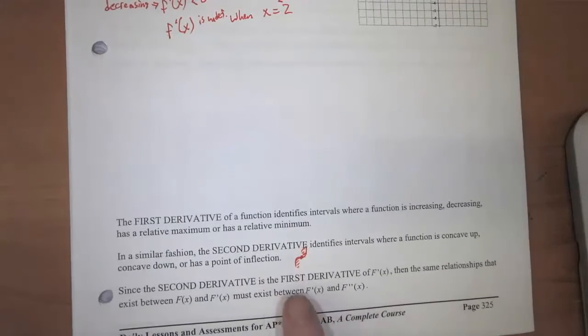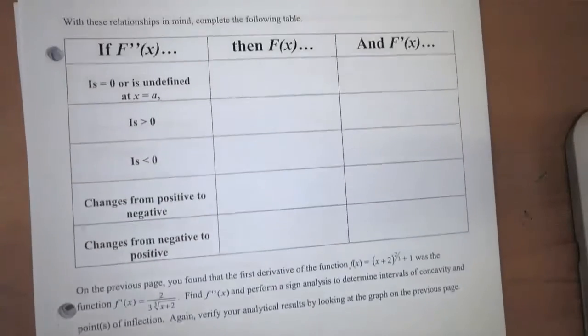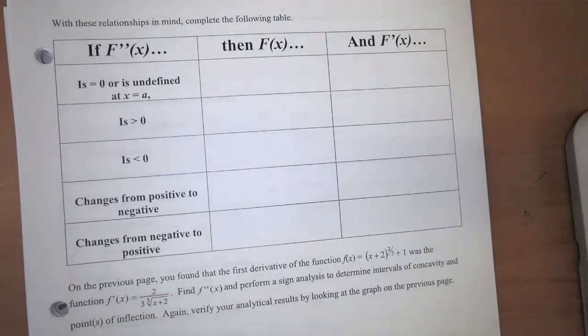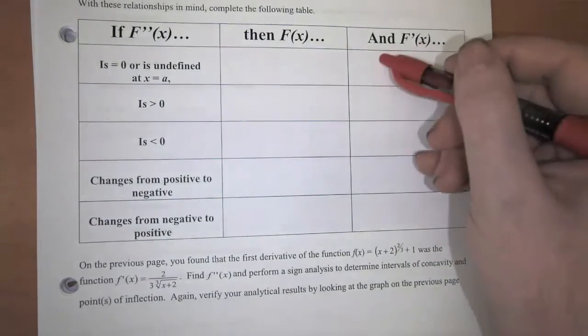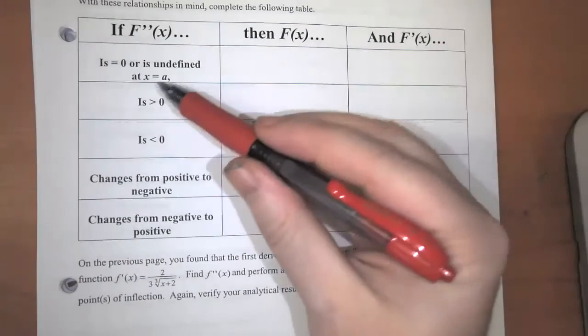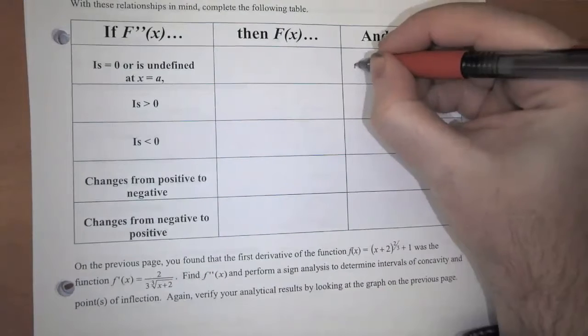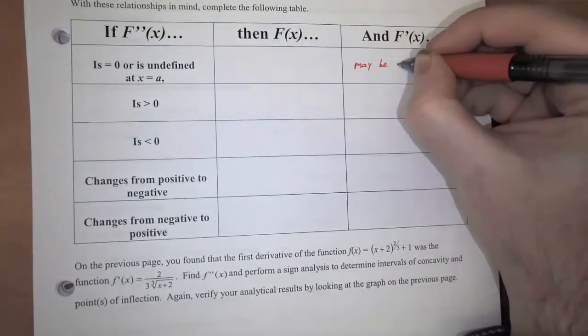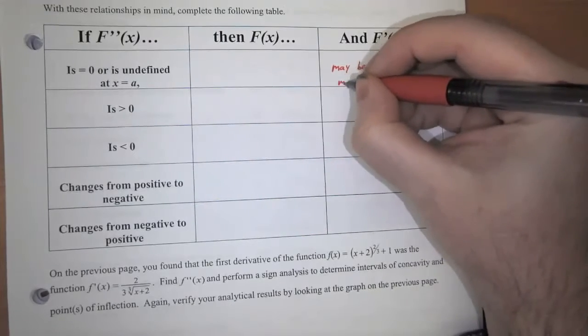Since the second derivative is the first derivative of f prime of x, then the same relationship that exists between f and f prime must exist between f prime and f double prime. So what we have on the next page is the same basic looking table that we had 2 pages ago. So we can fill in this side pretty easily. So if f double prime is 0 or undefined, then f prime of x may be a relative maximum or minimum.